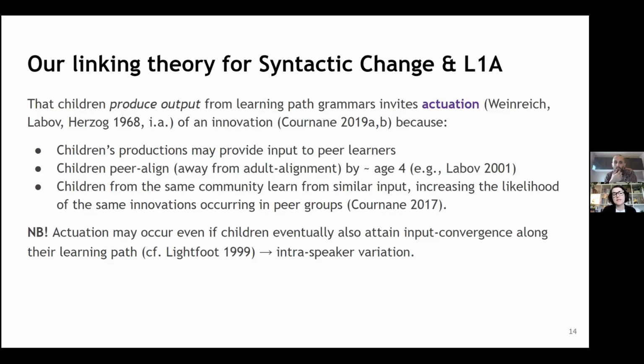We can also expect that children from the same community are learning from similar input, and this increases the likelihood that the innovations that they make are going to be reinforced by their peers who may have made the same innovations along their learning path. Note, of course, that actuation, so the spread of an innovation and it actually catching on, may occur even if children eventually also attain input convergence along their learning path. There, we just expect children to exhibit intra-speaker variation, the innovative grammar, and the conservative one that they learned a little later.